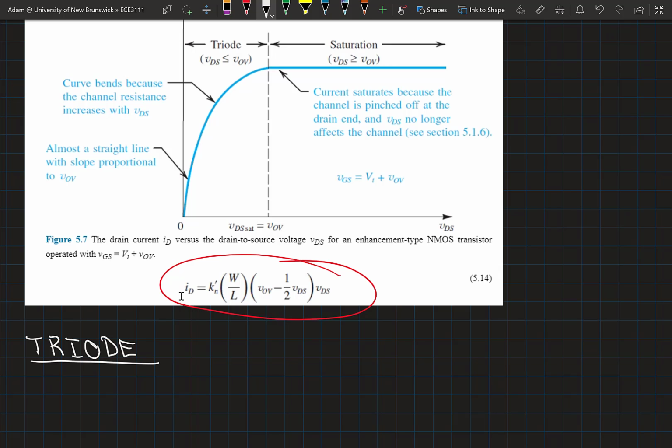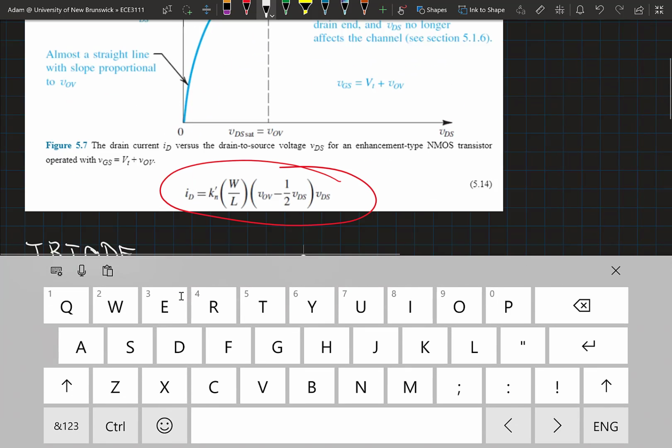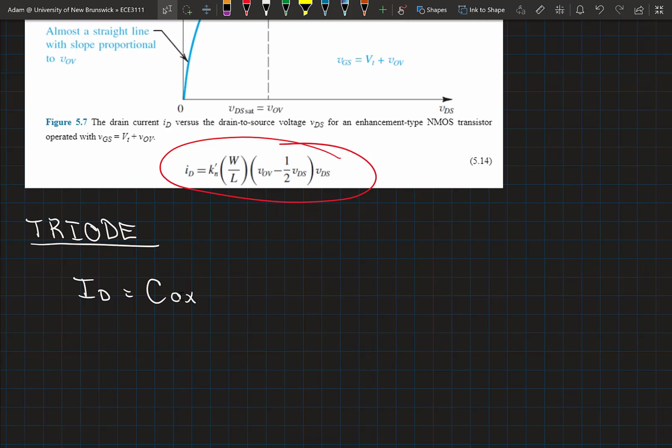So if we look at the triode region and look at our general form of the equation, the textbook uses this Kn prime term. That Kn prime is made up of a term that's the capacitance per unit area and the electron mobility. Okay, so this is a constant that the textbook defines as Kn prime. This Kn prime term is called the process transconductance parameter.